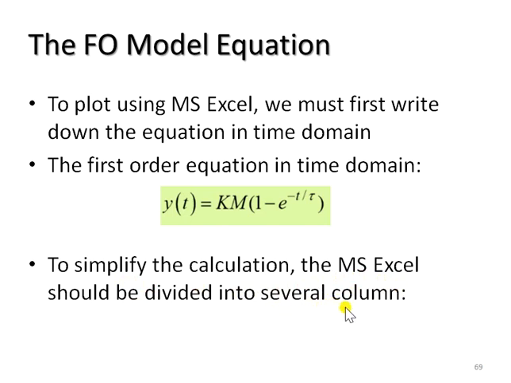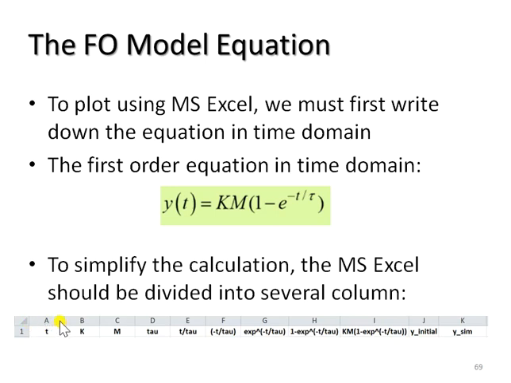Then all you have to do is to prepare the Excel file and divide the column into several columns as follows. The first column will be T, or time. The second column will be K, or the process gain. The third column will be M, the magnitude of input.